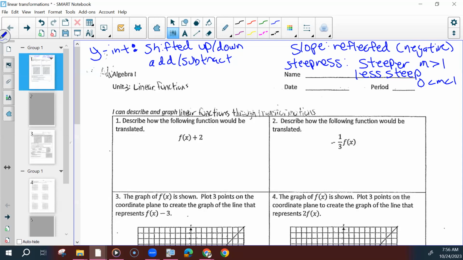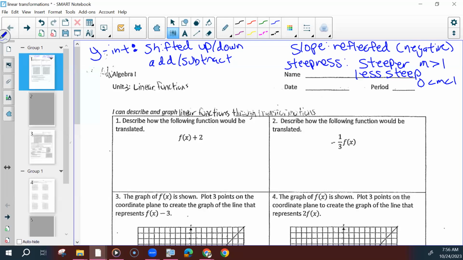So I put 0 as less than m, which is less than 1. That just means the slope would fall in between 0 and 1. Now, these 2 things have nothing to do with each other. If it's negative, it could still be steeper. We're looking at the number itself and whether it is negative. So those 2 things are separate things. It could be reflected and steeper, reflected and less steep, it depends.